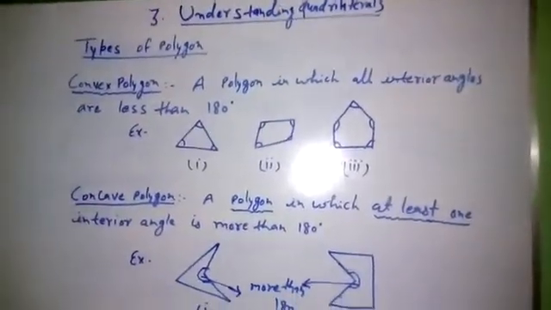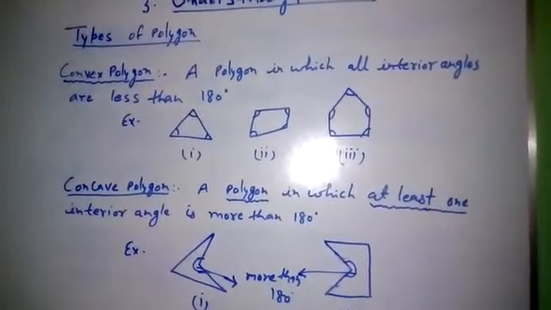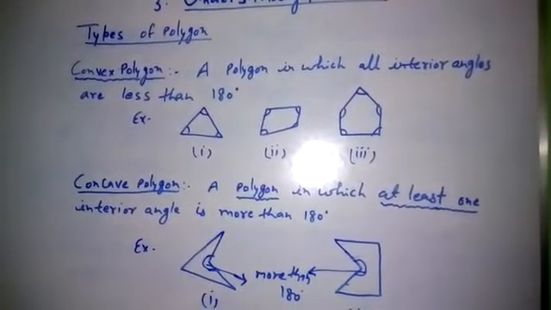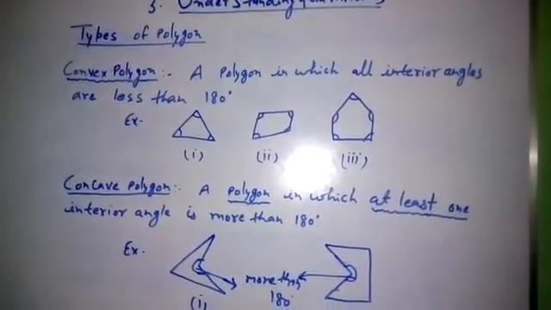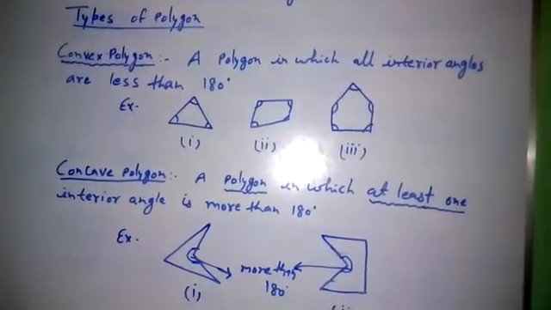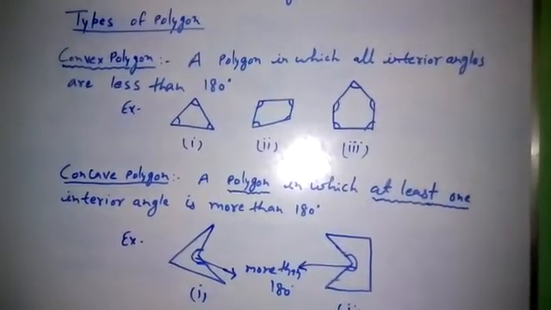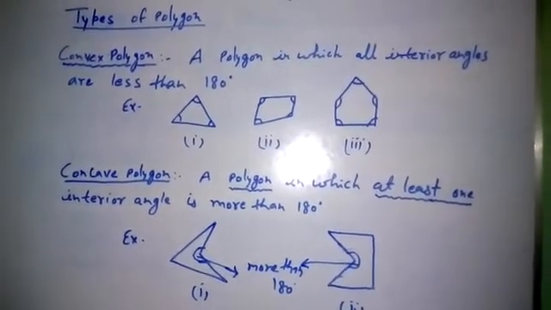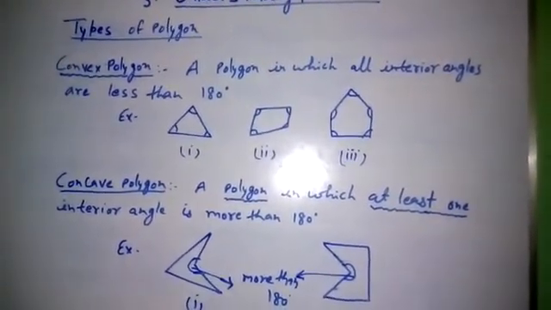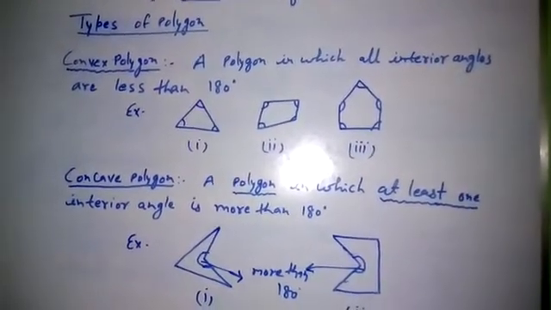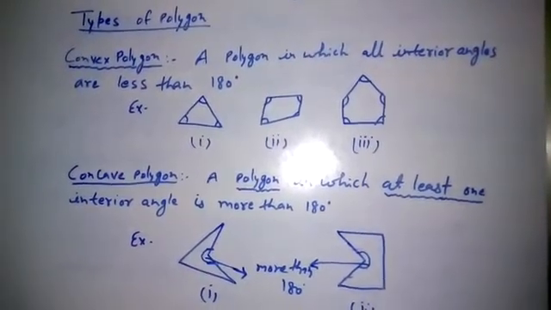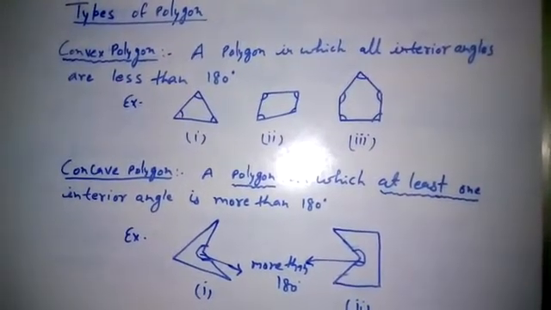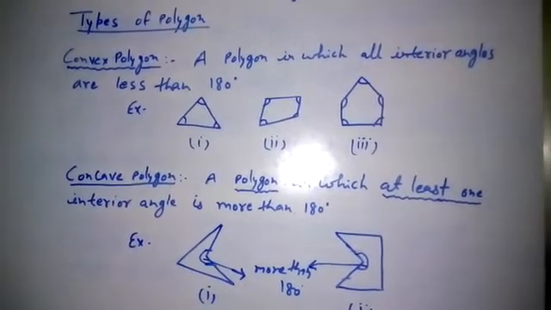Now the types of polygon. First is the convex polygon: a polygon in which all interior angles are less than 180 degrees. See the figure. These are the figures in which all interior angles are less than 180 degrees.